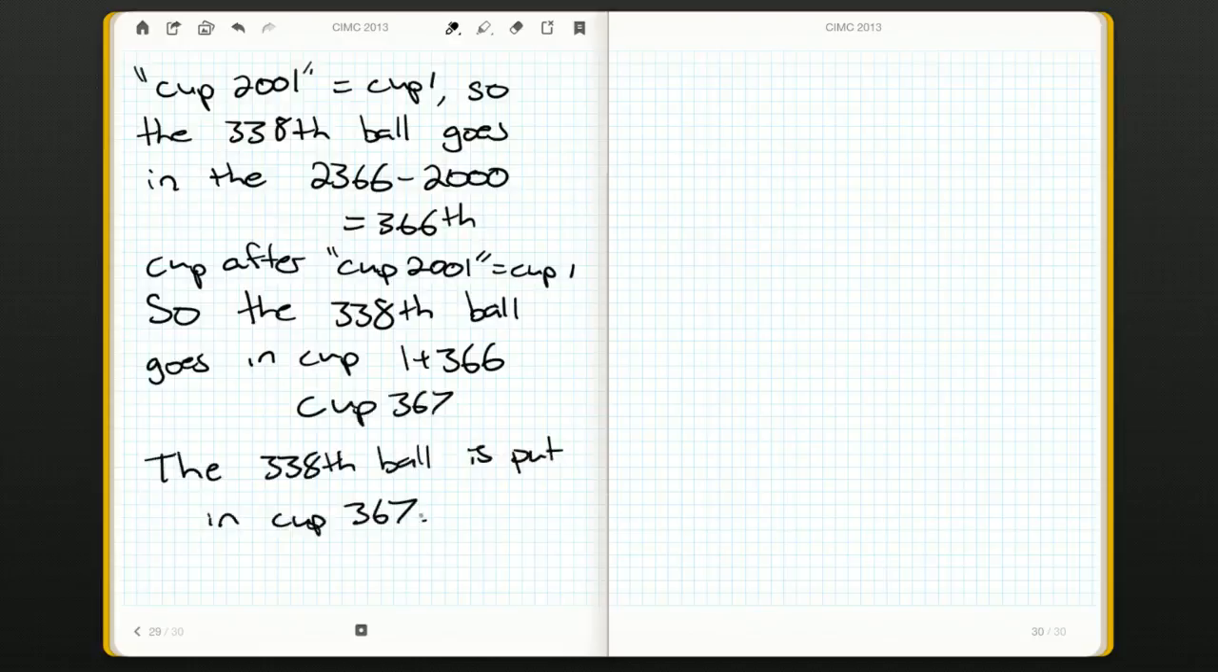And we can use our previous theory to see what number ball that is. I'm pretty sure, however, that since 7 is relatively prime to 1,000, this will be the first ball put in cup 367.